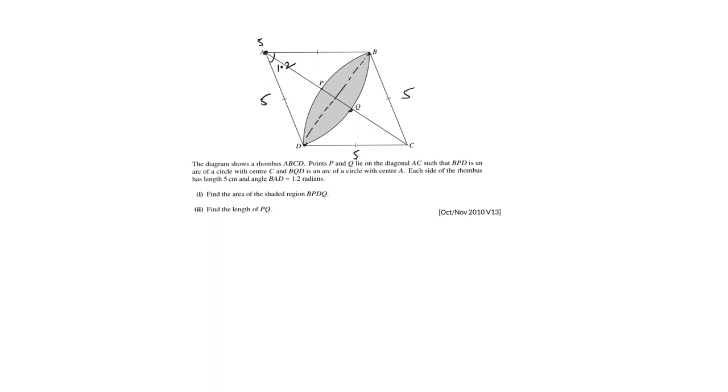Okay, so the way I go about this question is, I can find this region first and then multiply it by 2 to get the area of BPQD. Now this region would be obtained by subtracting the area of this triangle from the area of this sector. So let's begin.